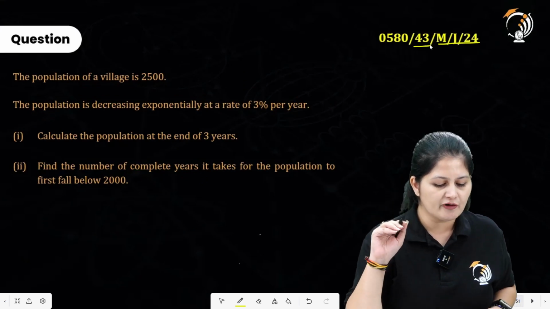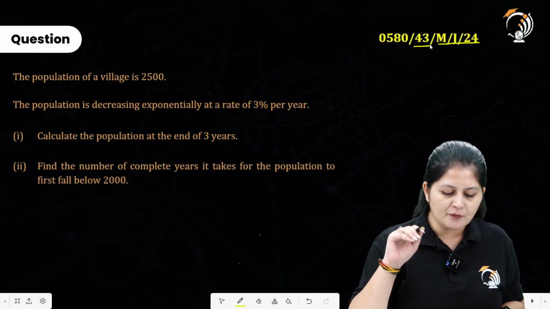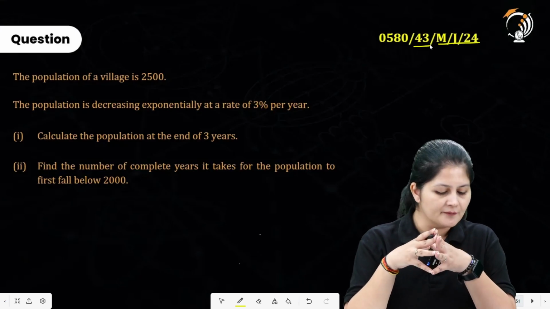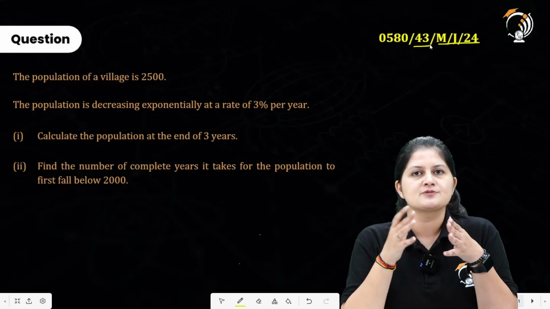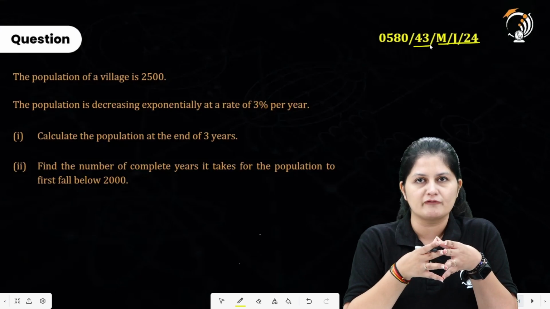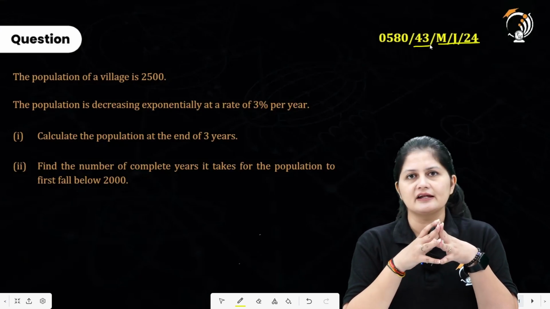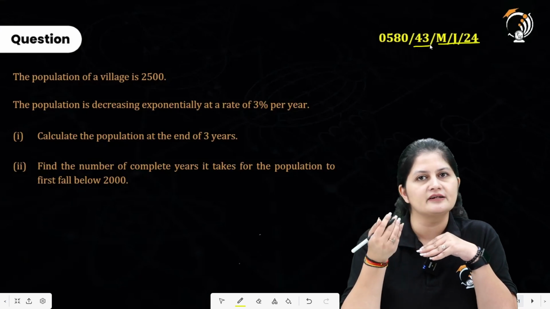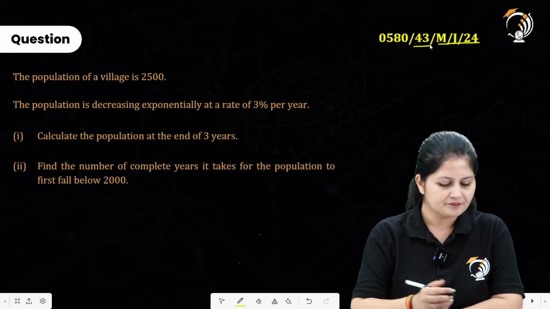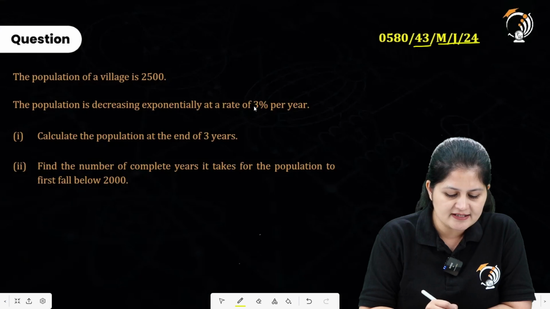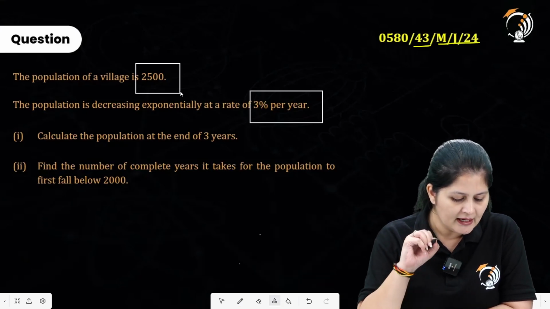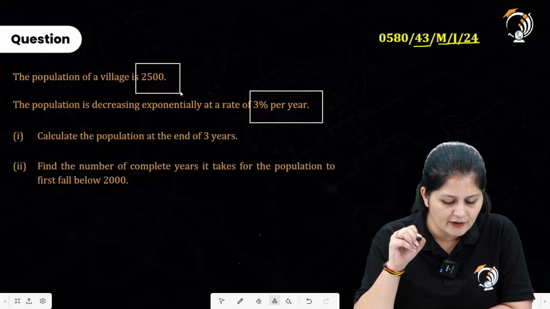The population of a village is 2,500. The population is decreasing exponentially. So, focusing on the question here, the question says decreasing exponentially. It isn't mentioned in the question anywhere that we need to use the formula for compound interest. But yes, if we are getting the word exponentially decreasing or increasing, we will be using the formula that we have just now learned. Okay. Now, the population is decreasing exponentially at the rate of 3% per year. Okay, calculate the population at the end of 3 years.